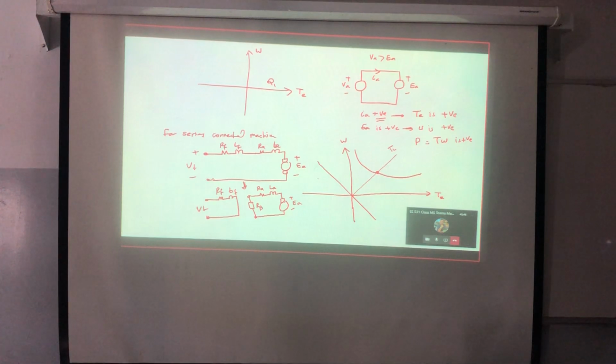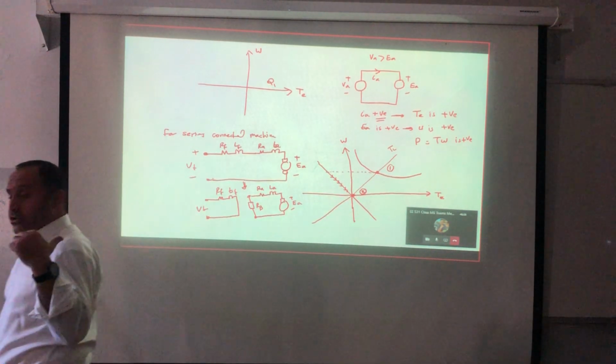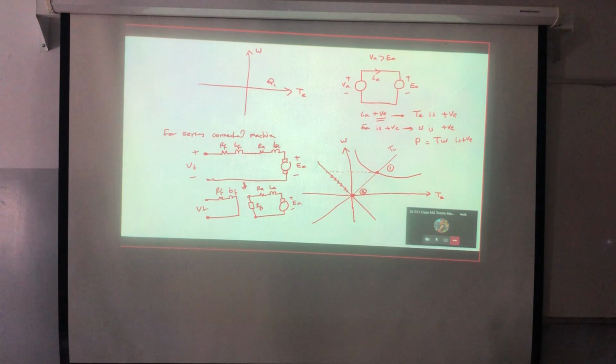So now the machine will try to follow the new torque speed characteristic. It will slide down until reaching this point. Let's assume this is point 1, this is point 2, and this is the torque speed characteristic. What will happen here? The machine will stop. Why? Because TL is equal to 0, and now the machine has no energy, no moment of inertia. It will stop.